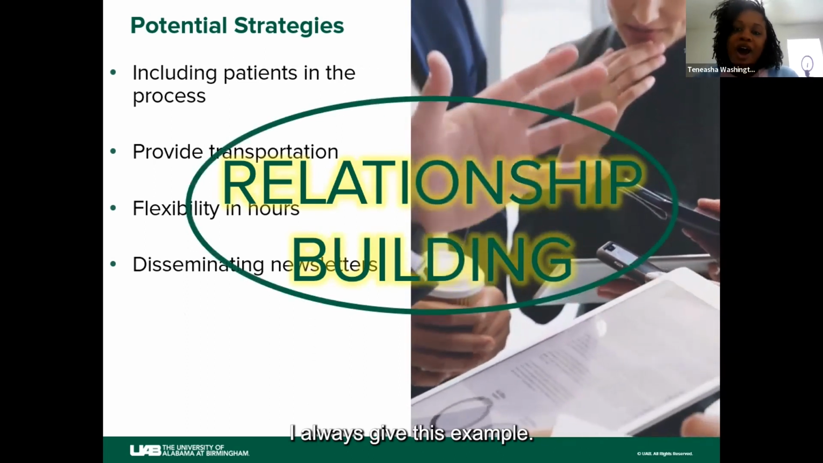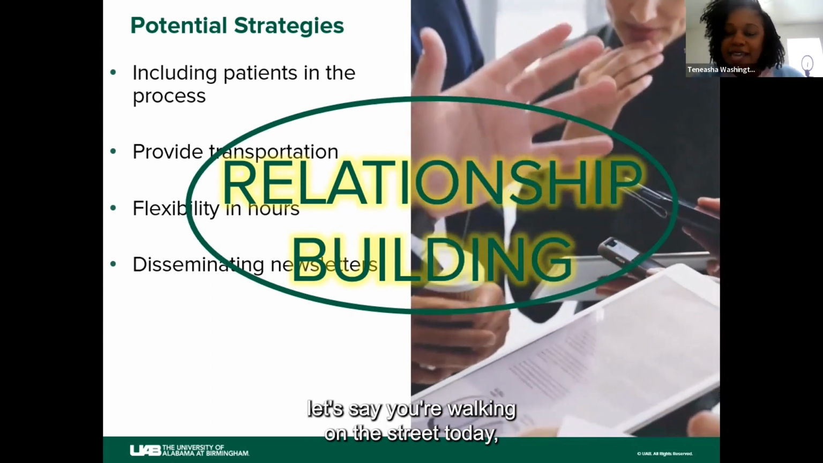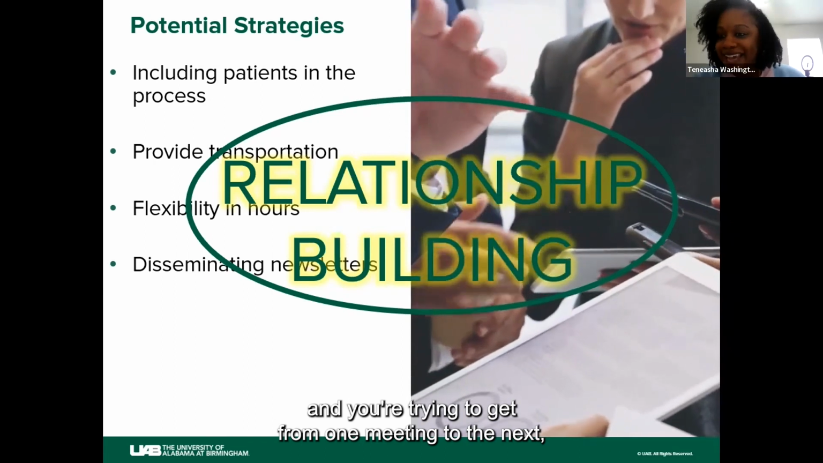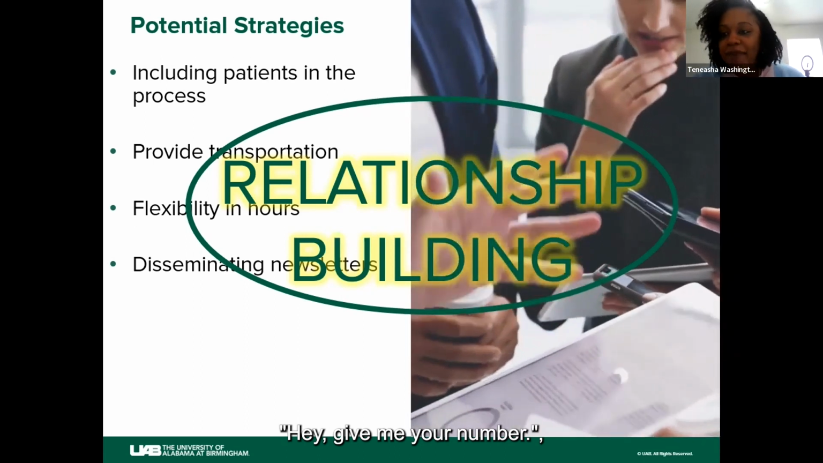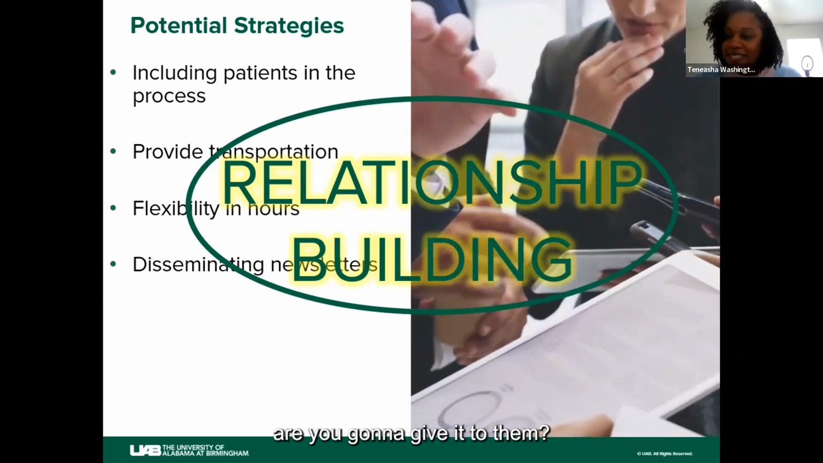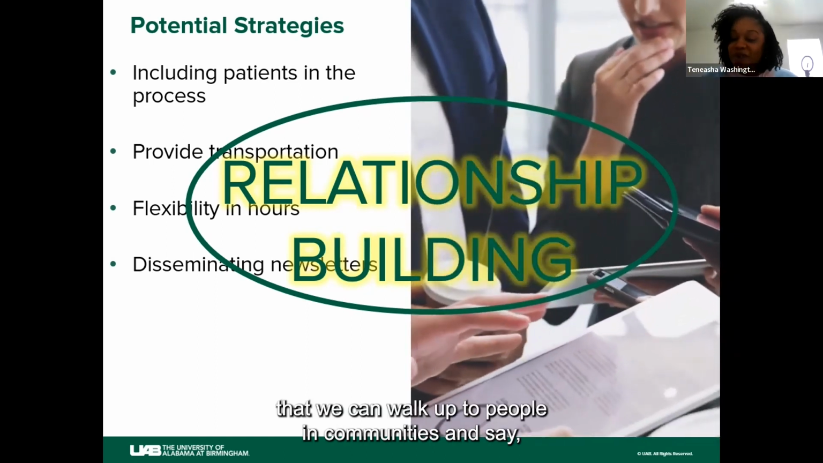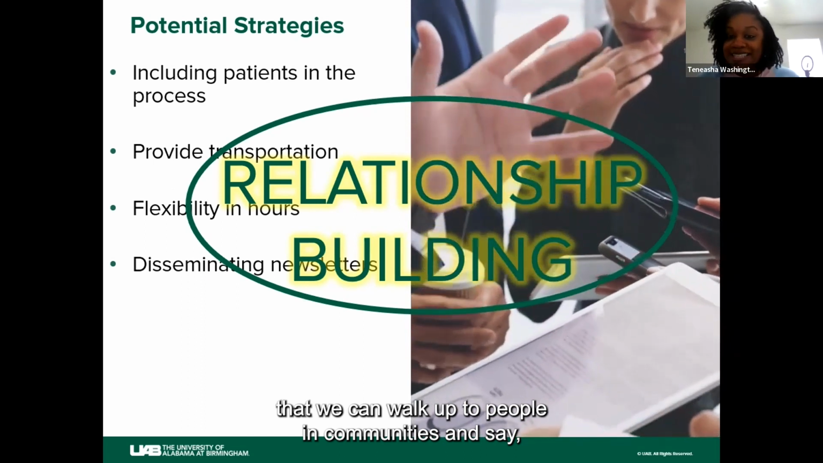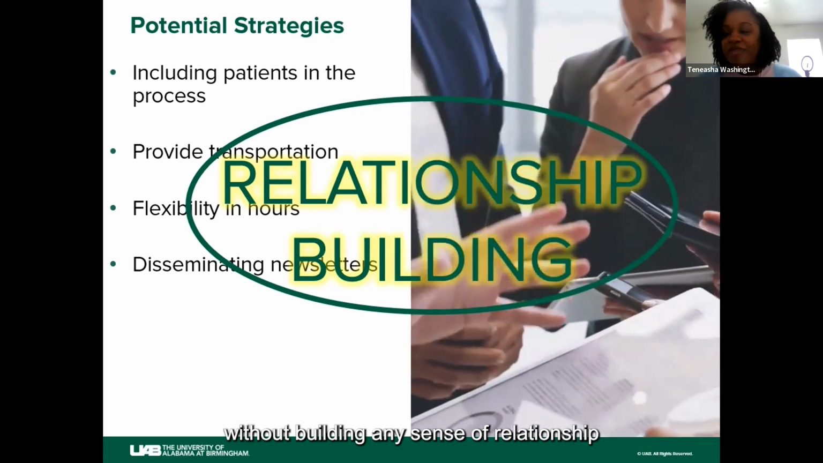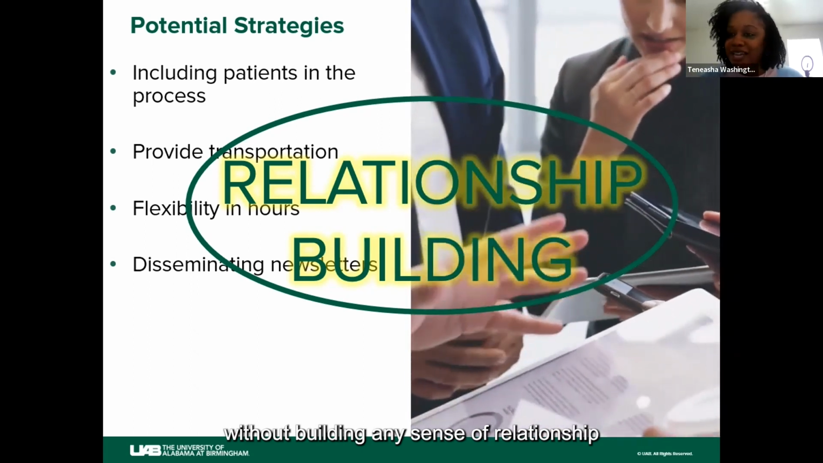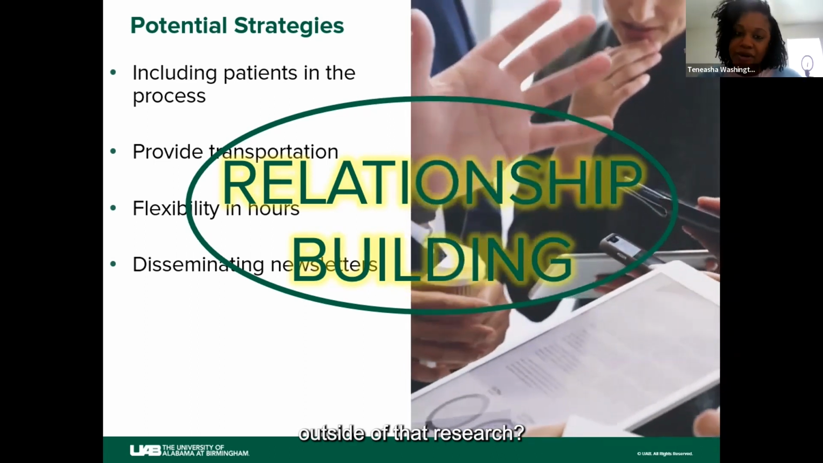relationship building. I always give this example: let's say you're walking on the street today and you're trying to get from one meeting to the next. If a random person walks up to you on the street and says, hey, give me your number, are you going to give it to them? This is not a natural process. So why do we think that we can walk up to people in communities and say, hey, I'm here to do a research study, give me your information, without building any sense of relationship or engaging them in any type of way outside of that research?